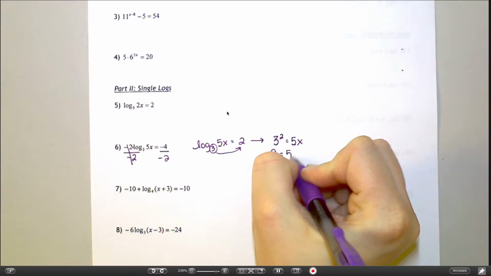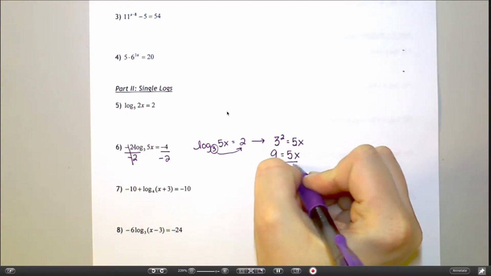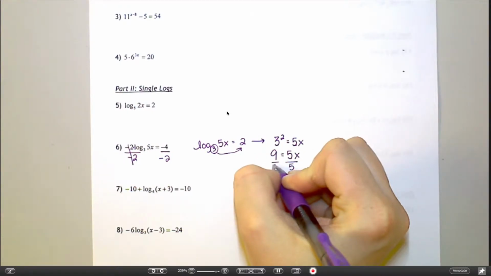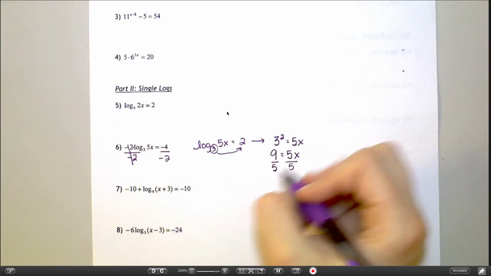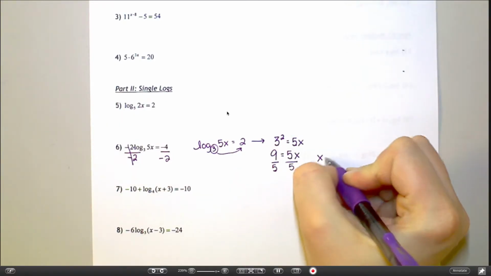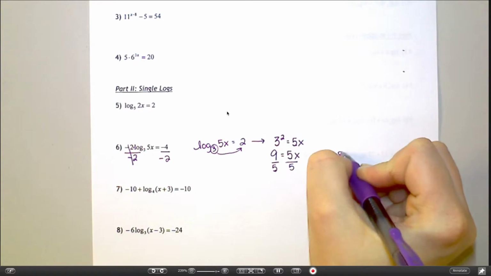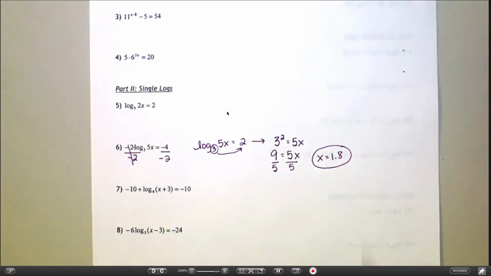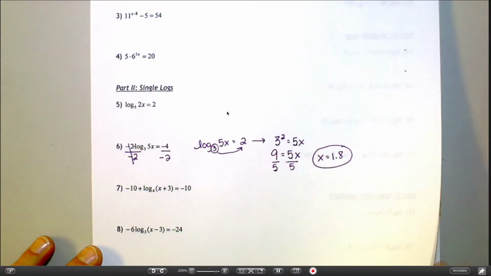And then what? Let's divide by 5. I think you get 1.8. That sound right? Good? Okay. I'm not going to do number 7 because there is one just like it in your notes. But I would start by adding 10 to each side, if that helps.